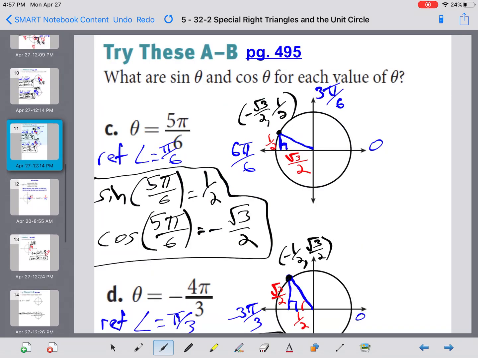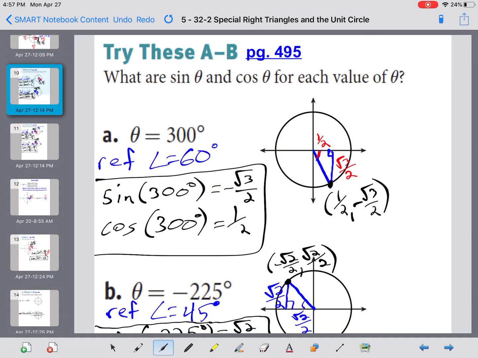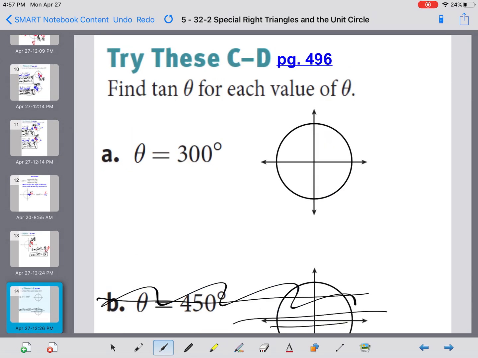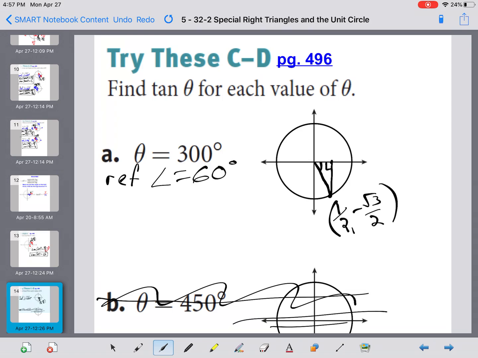I believe I'm right. We did 300 back here, right? So remember, 300 was this picture right here. The point down there was 1/2, negative root 3 over 2. So let's add that in here. It was 1/2, negative root 3 over 2, right? That was using the 60-degree, 30, 60, 90 special right triangle, right? Using a reference angle of 60 degrees, okay?